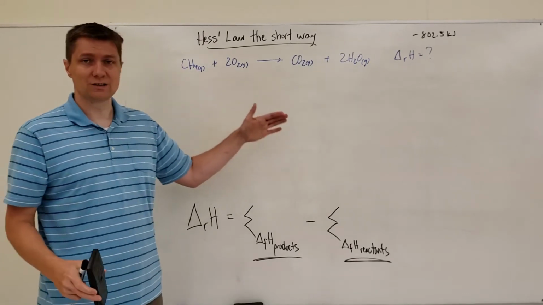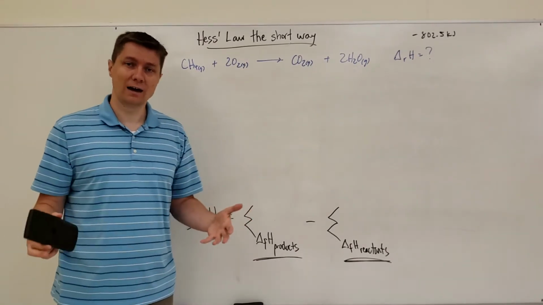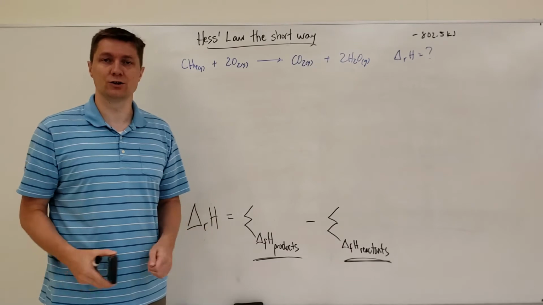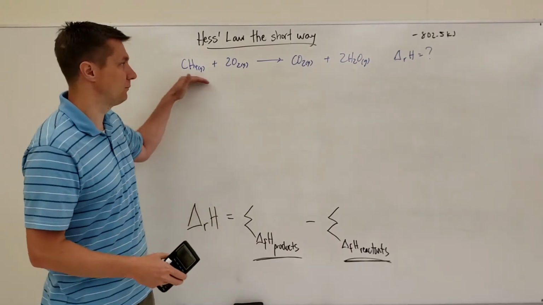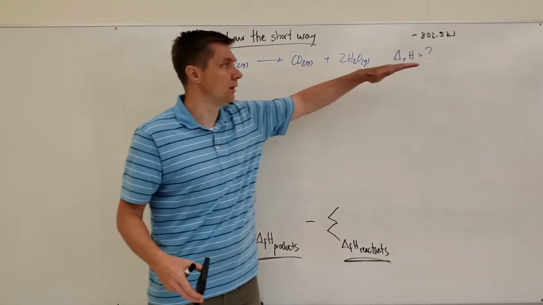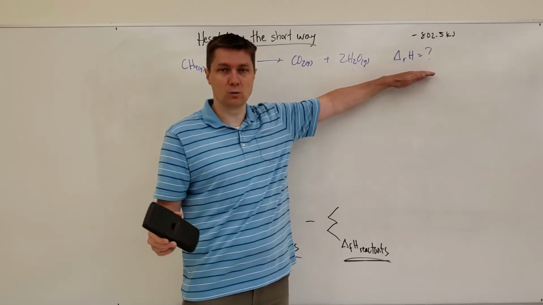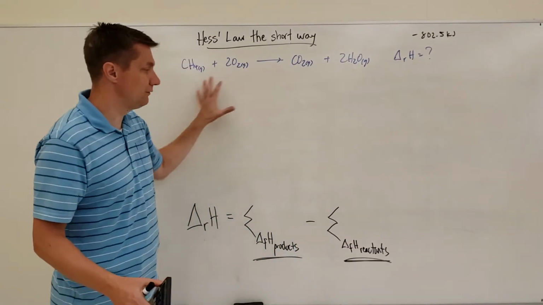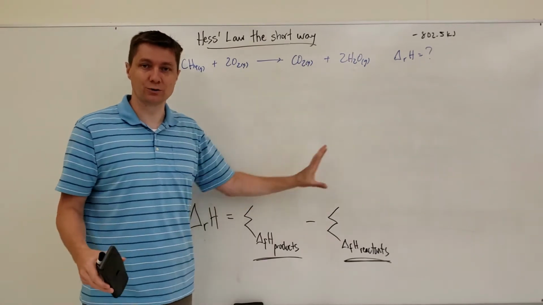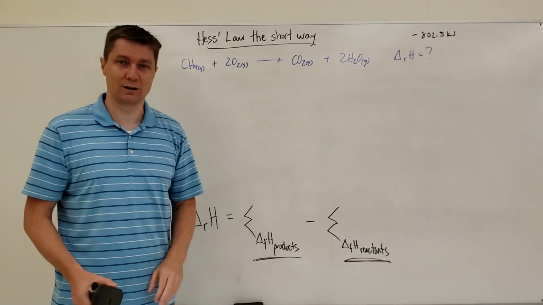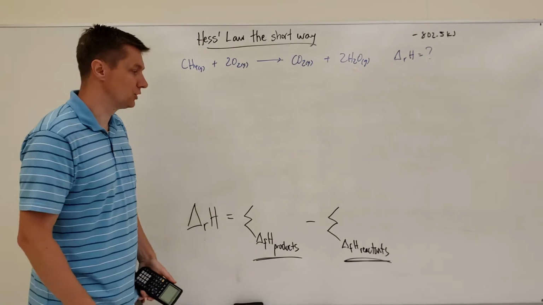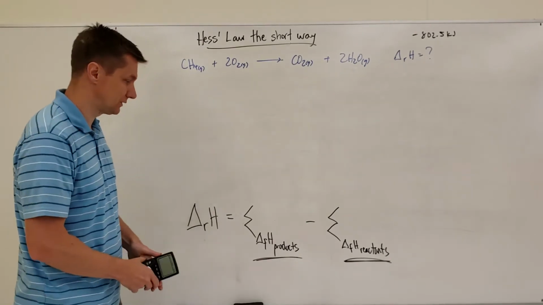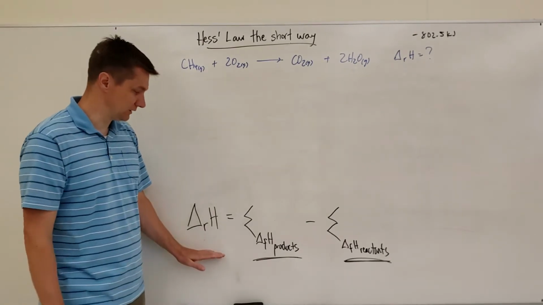When you're doing Hess's Law the short way, how you identify that this is a question where you need to do Hess's Law the short way is that you've been given a chemical reaction and it's asking you to calculate the heat of reaction, but it doesn't give you any puzzle pieces. There are no smaller reactions to rearrange or anything like that. The formula that we use for this method is this one right here.